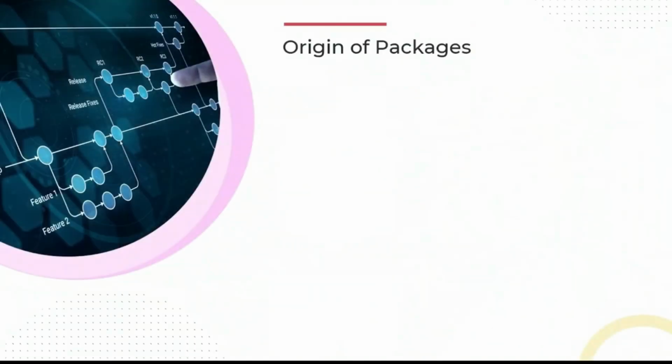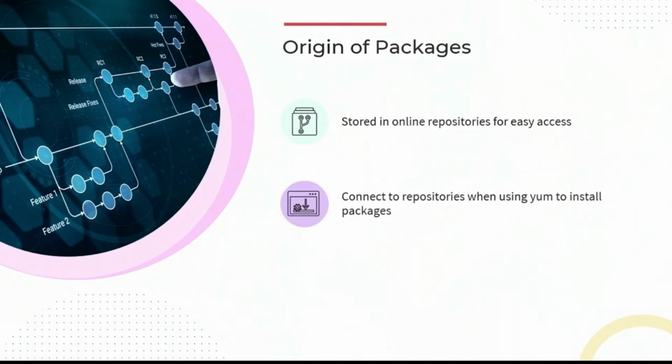Next, let's examine the origin of these packages. Packages are stored in repositories on online servers that contain thousands of ready-made RPM files. When you use yum, it connects to these repositories, locates the package, and downloads it. RHEL has official Red Hat repositories, and you can also add third-party repositories for extra tools.